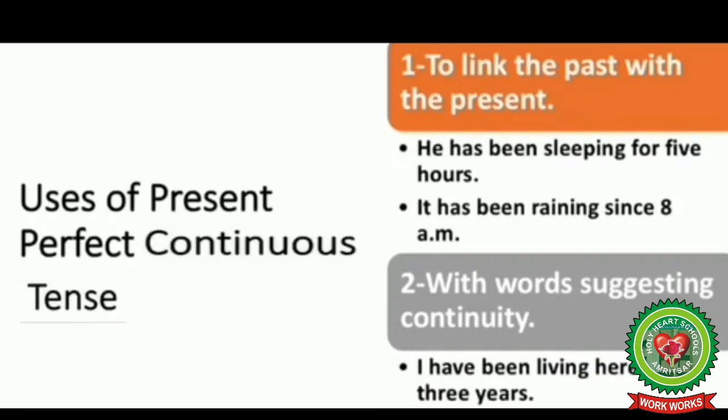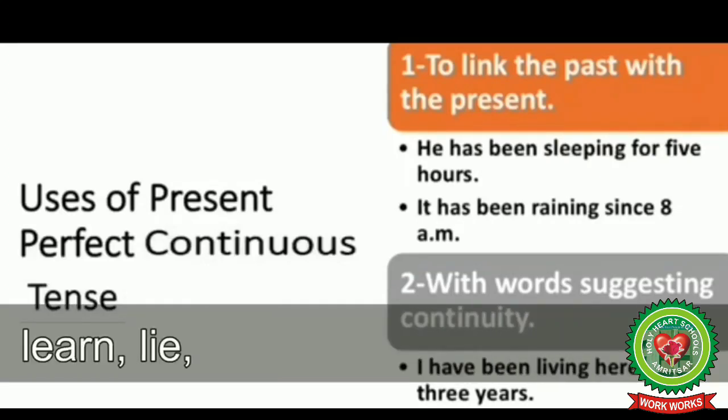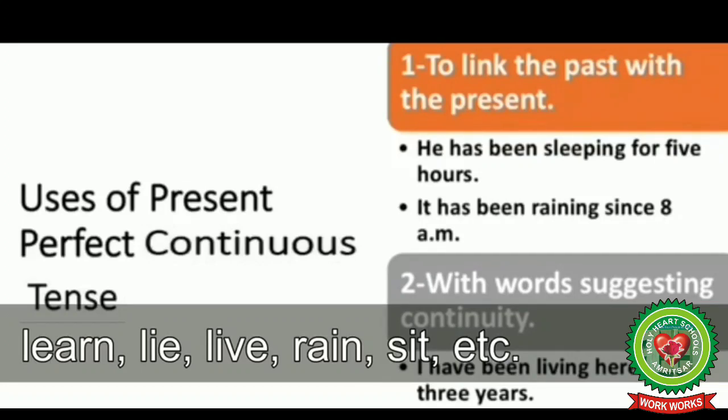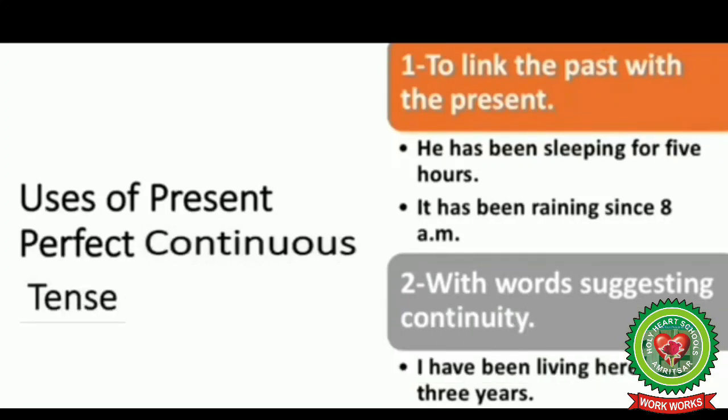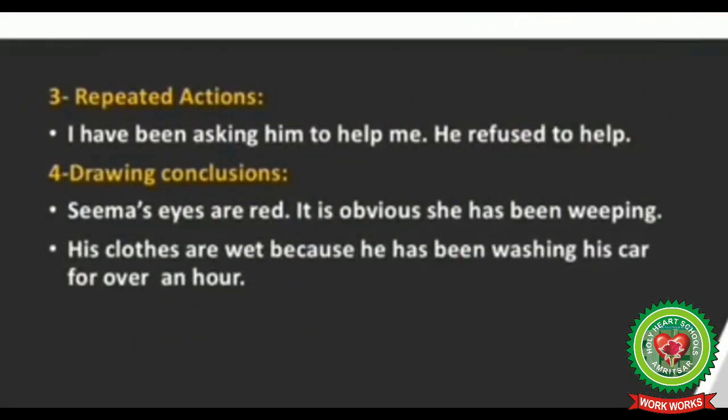So, number 2 on the list is with words suggesting continuity. So, students, verbs of continuity are learn, lie, live, rain, sit, etc., which suggest continuity. For example, I have been living here for 3 years. So, next is repeated actions. It basically represents an action which is uninterrupted or repeated often. For example, I have been asking him to help me.